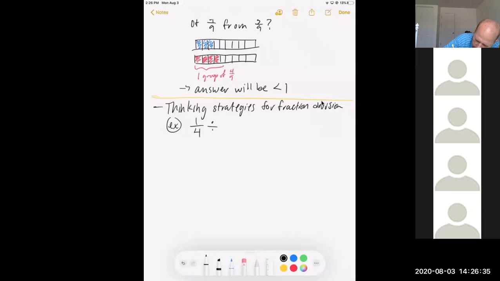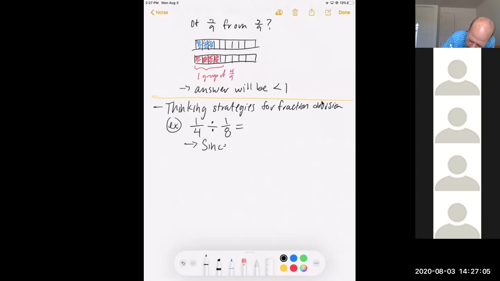If I had 1/4 divided by 1/8, how could we do that one with a thinking strategy without using the algorithm or a picture? What would the answer be? I'm starting with a total of 1/4. I'm taking off groups of 1/8. 1/8 is half the size of 1/4, so you can fit 2. Excellent. That's your thinking strategy.